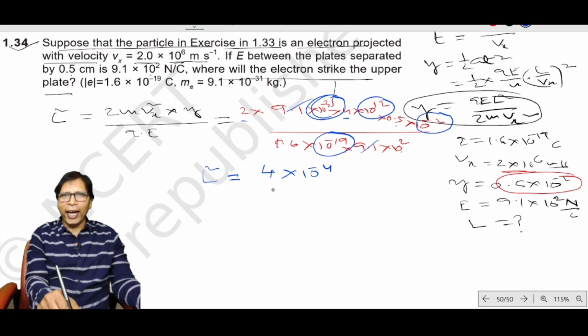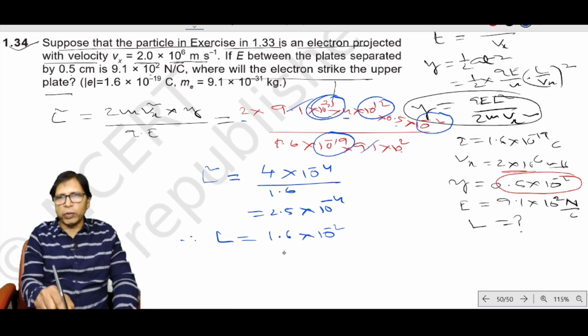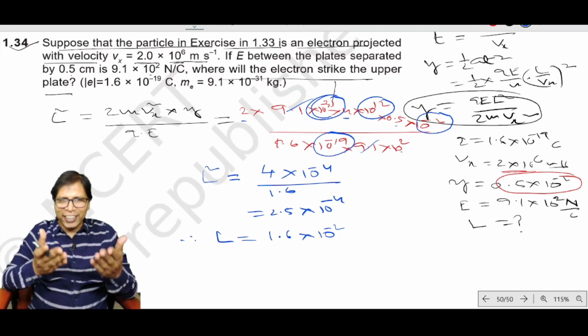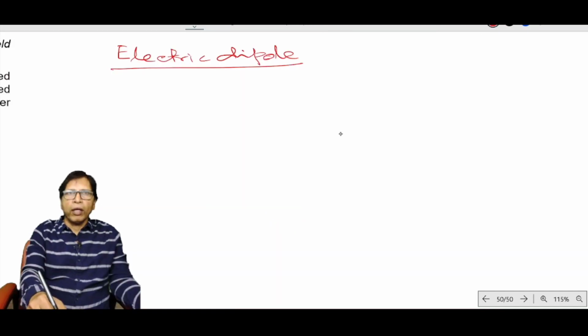No problem. And look at this, this is 1.6, so this is 2.5 into 10 to the power minus 4. So L equals 1.6 into 10 to the power minus 2 meter. Therefore, L equals 1.6 centimeter. Okay, understood? Next.